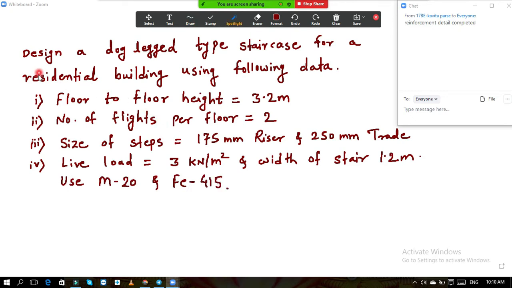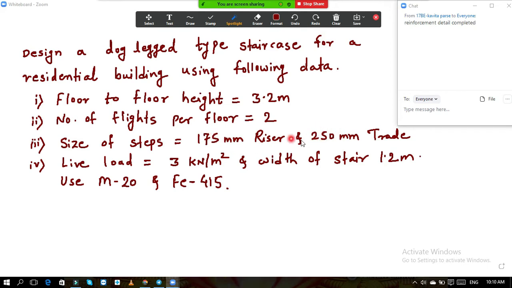So now this is the problem. We will deal with this problem now. Design a dogleg type staircase for a residential building using the following data. The data given to us is floor to floor height, it is 3.2 meter. Number of flights per floor are 2. Then riser is given as 175 mm and tread is given as 250 mm.